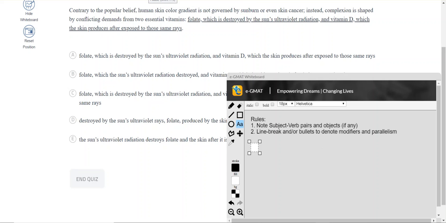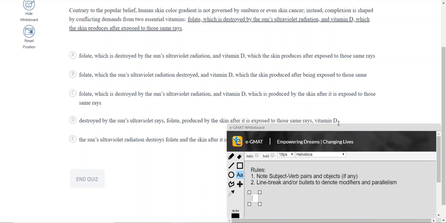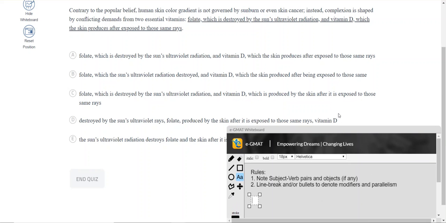Now let's look at a more complicated question. I'm going to be resizing my whiteboard for this one. Please get used to doing this on the actual GMAT because you would have to.